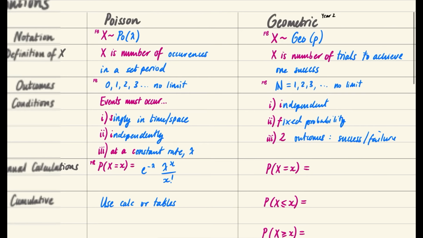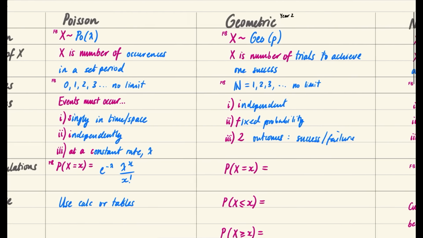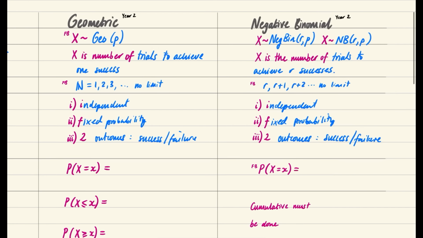Now, for the manual calculations, this is for the part where if I actually just wanted to find out what is the probability that X is equal to something, both of these are actually in the formula book. I don't know why I didn't put that, so I will just add that in here. This is in the formula book, and this one is in the formula book too. Just double checking that. Yes, it is. So for the geometric one, we have P multiplied by 1 minus P to the power of X minus 1.